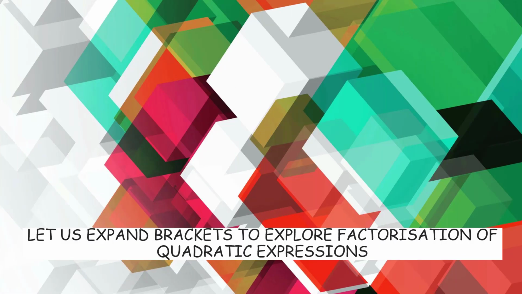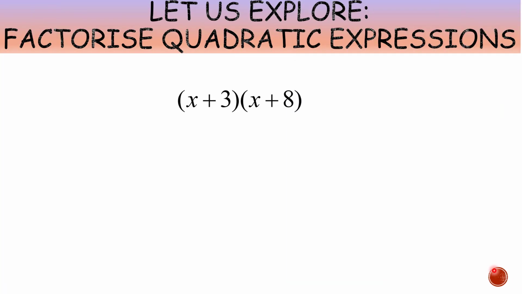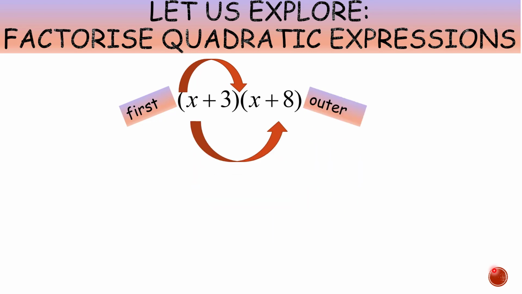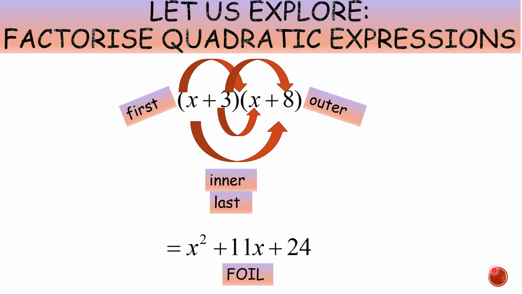Algebraic expressions. Let us expand brackets to explore factorization of quadratic expressions. Let us expand the brackets. x times x is x squared. x times 8 is 8x. 3 times x is 3x, and 3 times 8 is 24. So the two middle terms add to 11x.